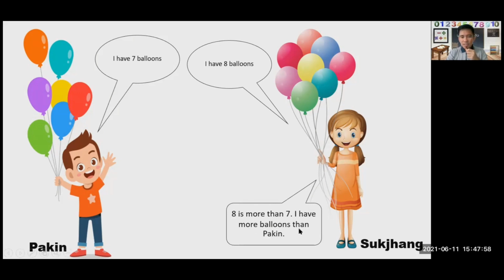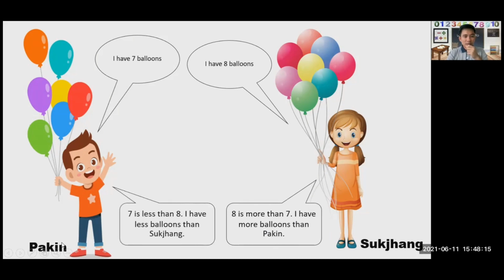I have more balloons than Pakin. Again, Sokjang says, eight is more than seven. I have more balloons than Pakin, that is what Sokjang says. And here, Pakin says, seven is less than eight. I have fewer balloons than Sokjang. So we say that Sokjang has more balloons than Pakin.